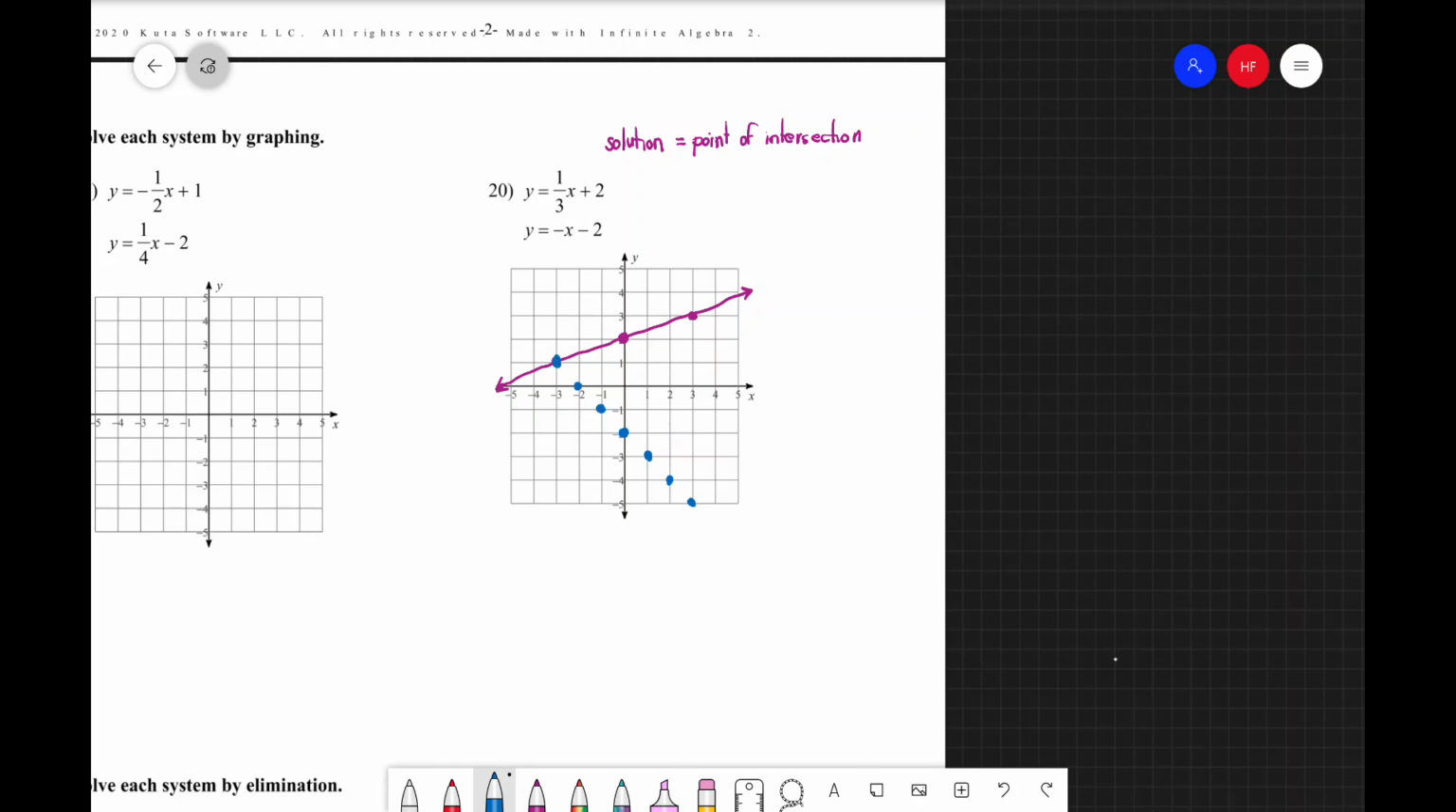I see my point of intersection. These two lines met right here. So my final answer is the point negative 3, 1.